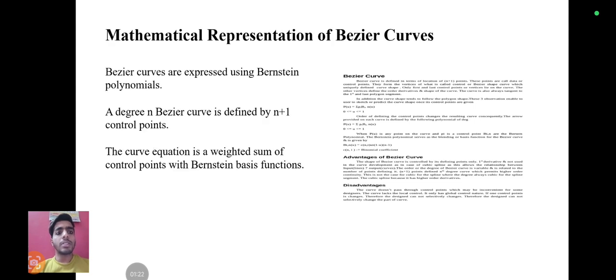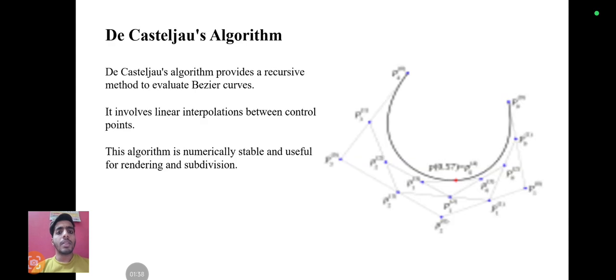Mathematical representation of Bezier curves. Bezier curves are expressed using Bernstein polynomials. A degree n Bezier curve is defined by n plus 1 control points. The curve equation is a weighted sum of control points with the Bernstein basis functions.